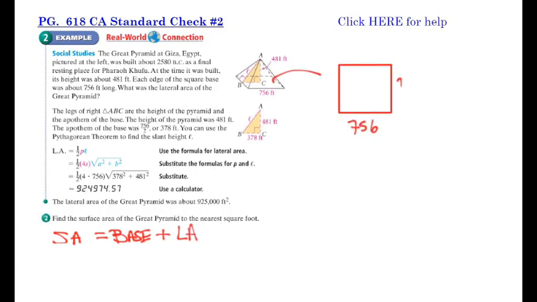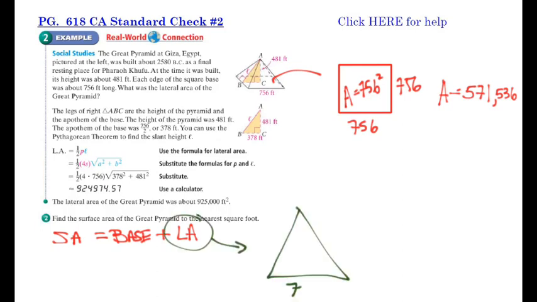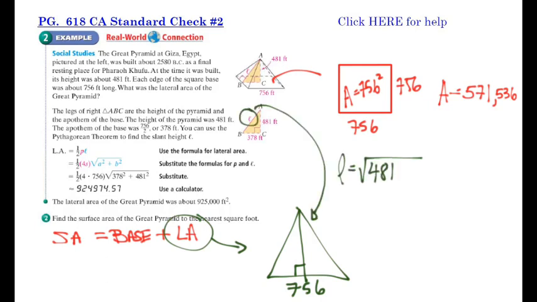That's going to be 756 squared, because it's a square. So that's 571,536. And then if we wanted to find these lateral areas, we would have to use that slant height that they have there. So that's L, and you use the Pythagorean theorem, a squared plus b squared equals c squared.